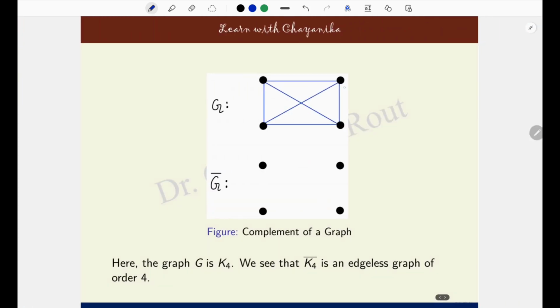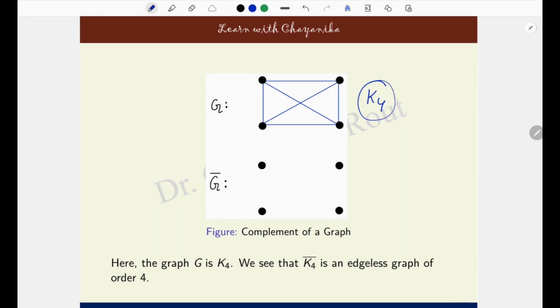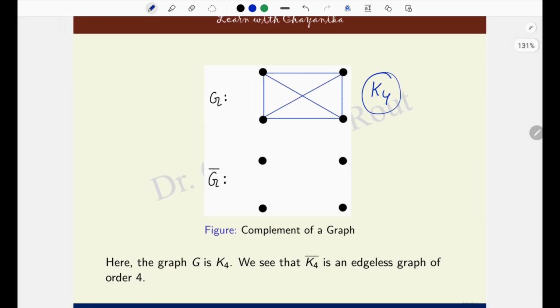Here we have the graph G as K4 only. It is a complete graph of order 4, and we see its complement is an edgeless graph of order 4.